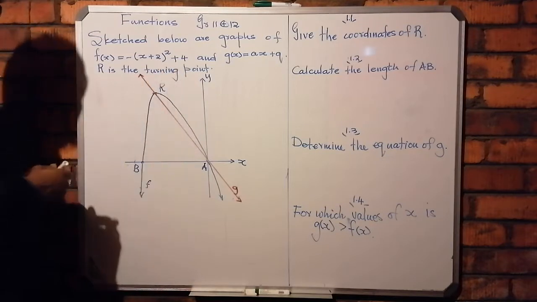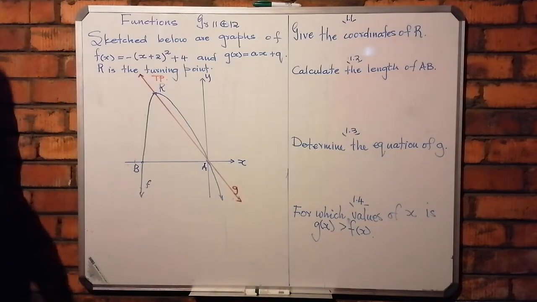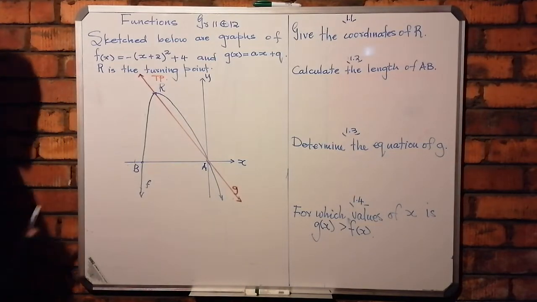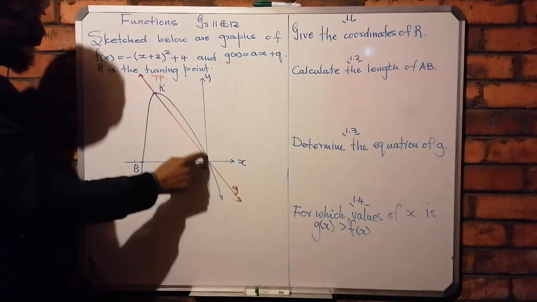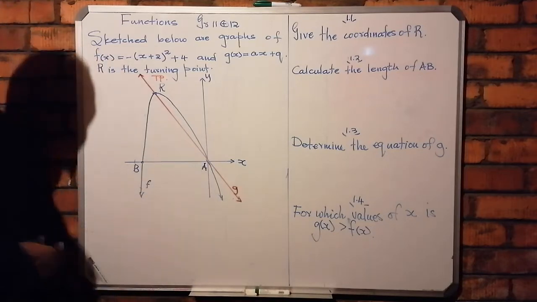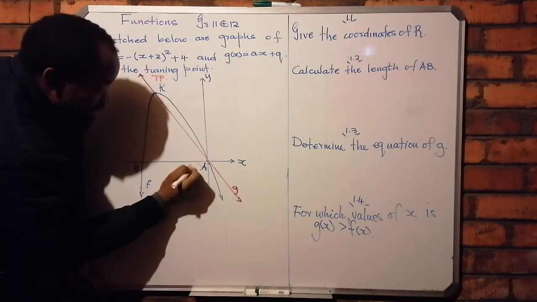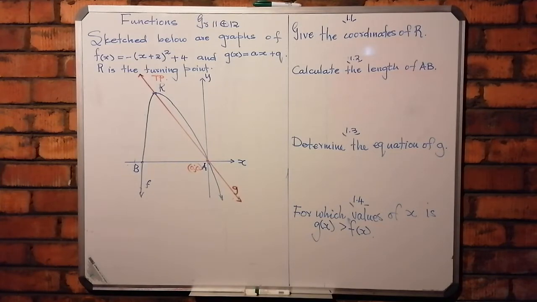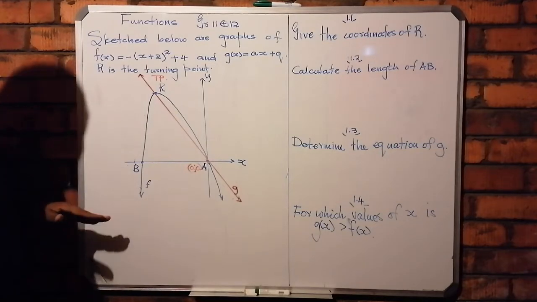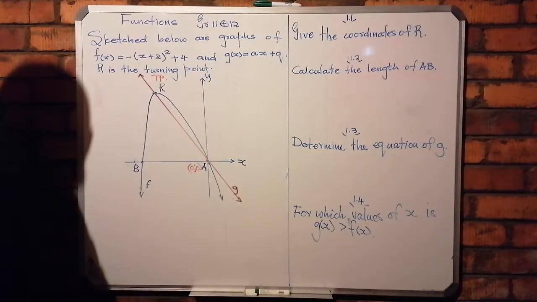R is the turning point. Let me go there and write TP so that I don't forget that. Then now, there is R, the turning point. You look at our graph, it goes through the origin there. That point is origin, meaning that the coordinates of this point are 0 and 0. Now, from this information, we can be able to answer any of those questions.